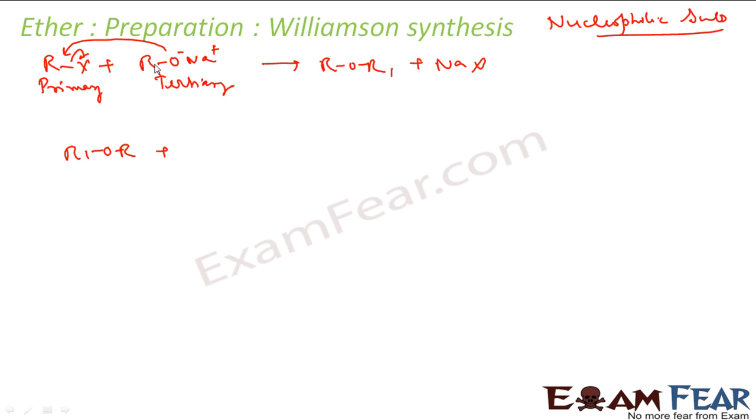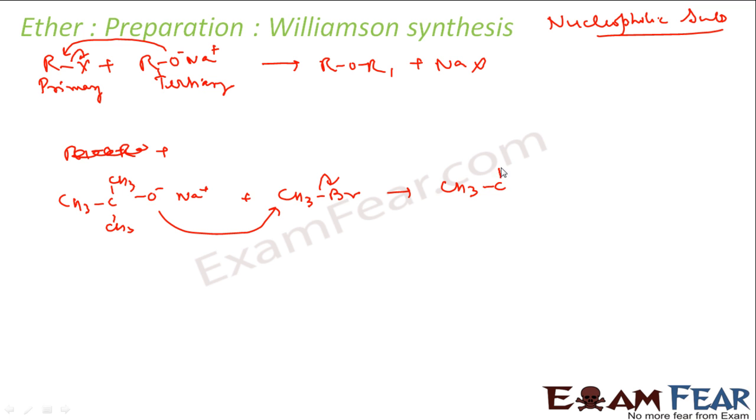So this is how it works. It's a pretty easy reaction actually. So we'll take one example. CH3 CH3 CH3 CO minus Na plus. This is tertiary I took, and I took a primary alkyl bromide here. So what happens is O minus will attack this, Br minus will come out. So what you get is this compound, the ether.